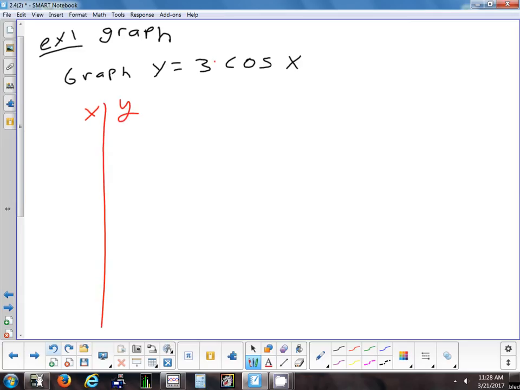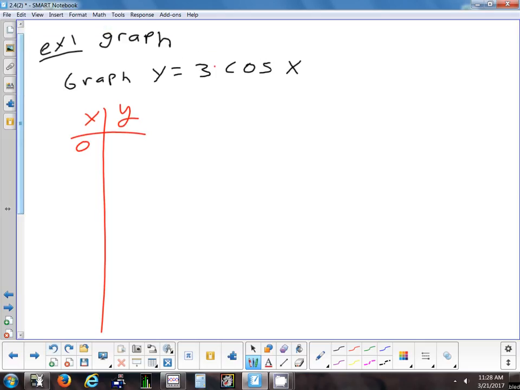Okay, so now we know it's an amplitude change. So James, when I do an amplitude change, what column stays the same? The x's. So we're going to copy the x's down from the original table. Marcos, do you remember what the original x's are from yesterday? 0, pi over 2, pi, 3 pi over 2, 2 pi.